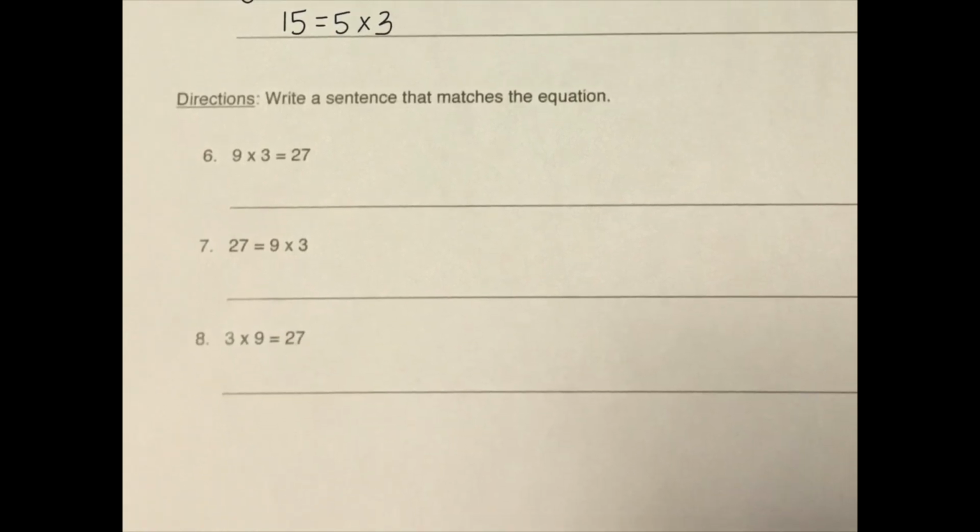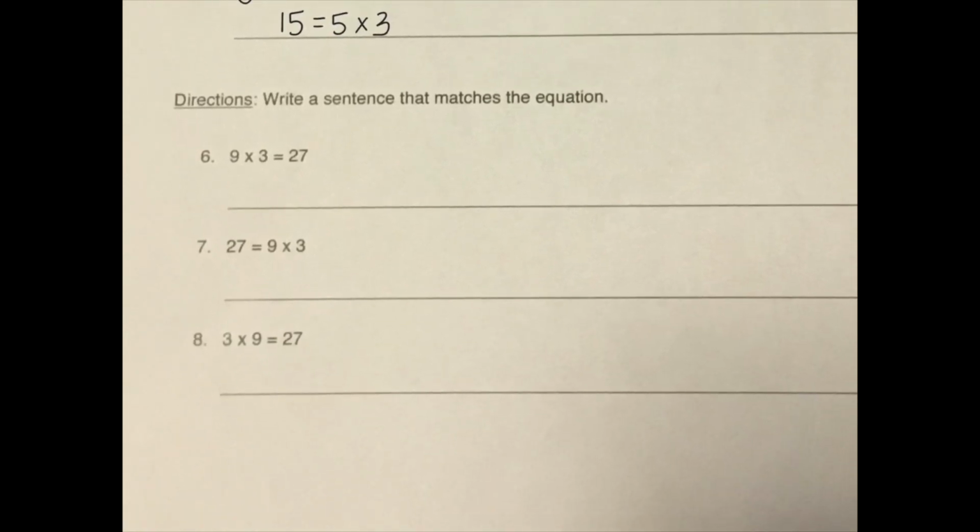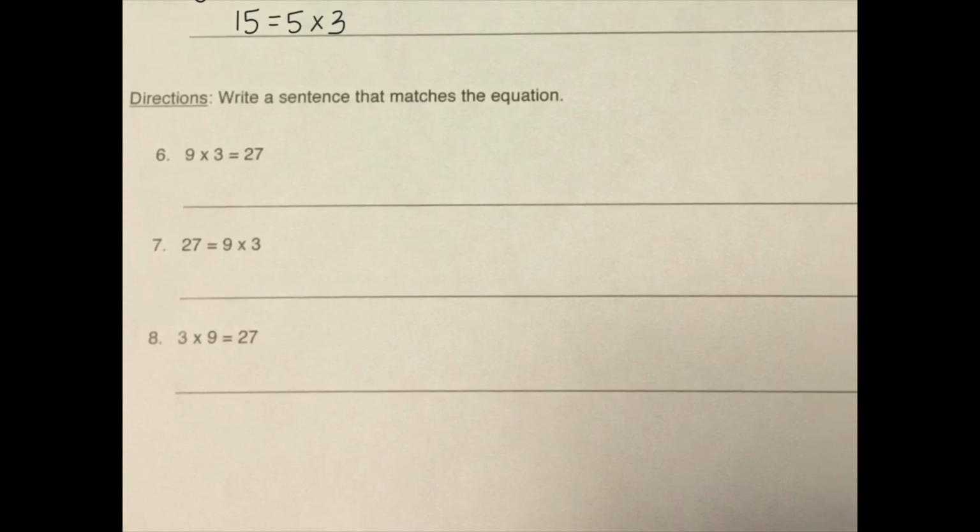All right, this last section here is going to require you to do a little bit more writing because the directions say write a sentence that matches the equation. So we can use any of the phrases that we know means equals and multiplies to write this. So there's more than one right way to do it. What I'm going to show you here are just some examples. It's okay to just put the numbers in. We want the words for the multiplication sign and the equal sign.